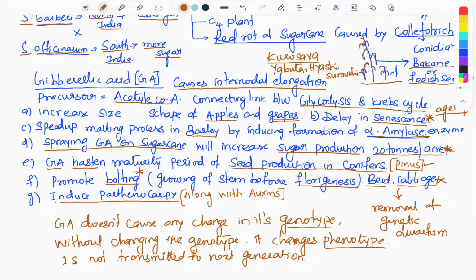What is parthenocarpy? We know very well that gibberellic acid causes formation of fruit without fertilization. Yeah, formation of fruit without fertilization is called parthenocarpy. It can be artificially induced by application of auxins and gibberellins. So that is also one of the functions of gibberellic acid.